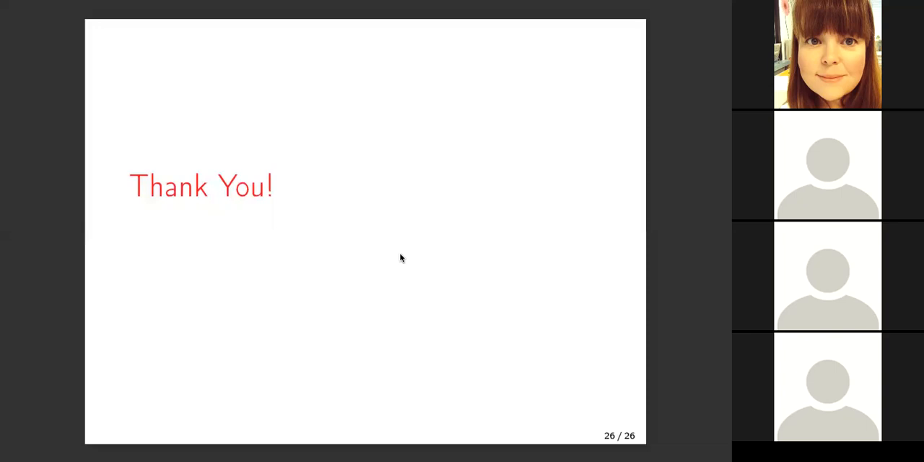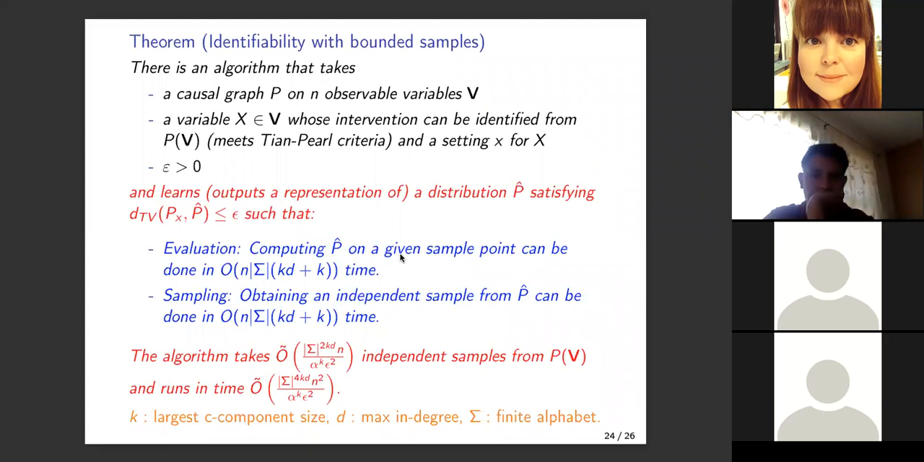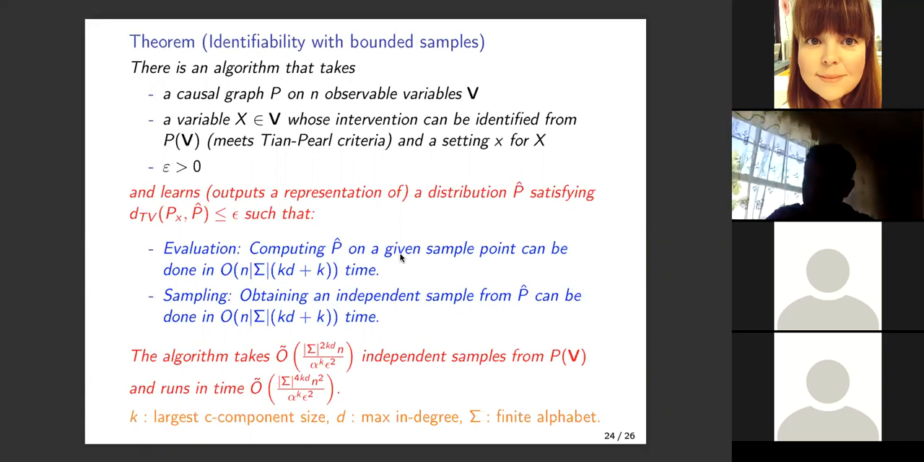Vinod, a quick question. Yep. So at the very end, you showed there exists an algorithm that achieves certain sample complexity, right? And evaluation of sample complexity. I don't exactly know the difference between the two, but basically you have some bound on these metrics. But is there any lower bound that you know? I'm curious how good it is.